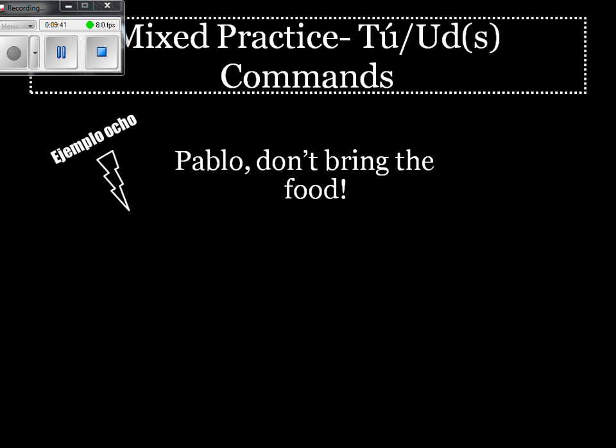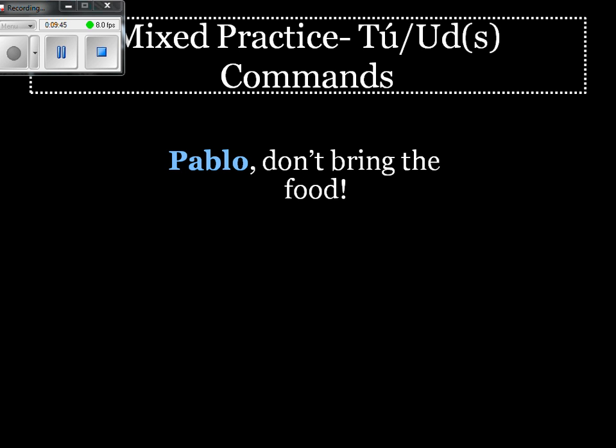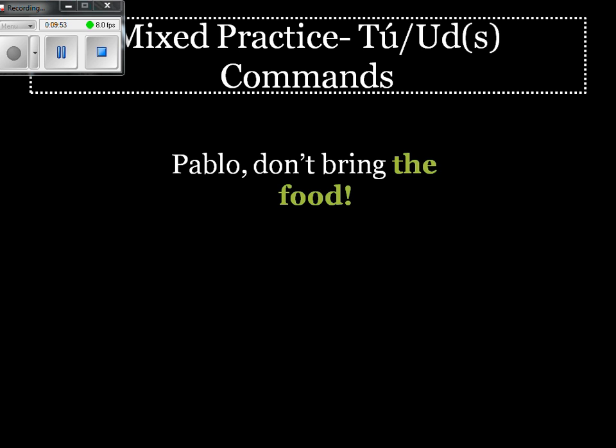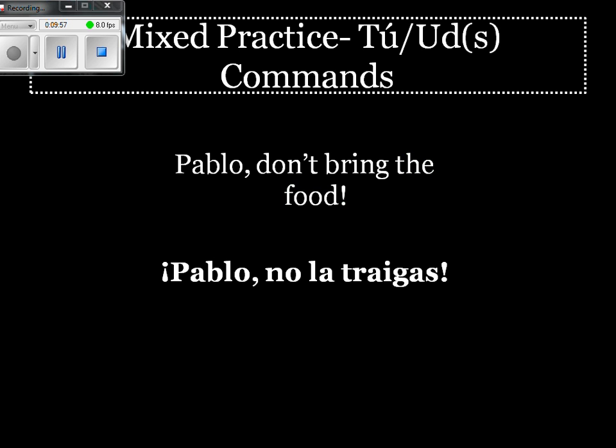El último ejemplo, Pablo, don't bring the food. Because Pablo is being spoken to, we know we would use the familiar negative tú form of the command. Next, we know that the word meaning to bring is traer. And we must now add the direct complement, which is replacing the food with only la. The answer is Pablo no la traigas.